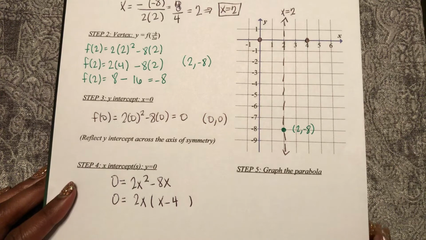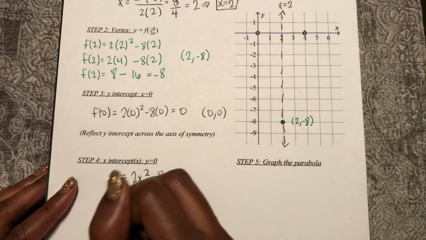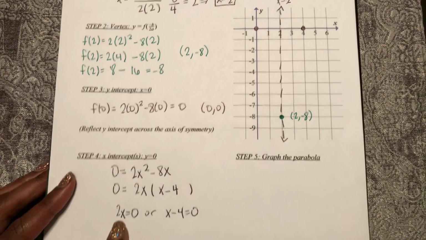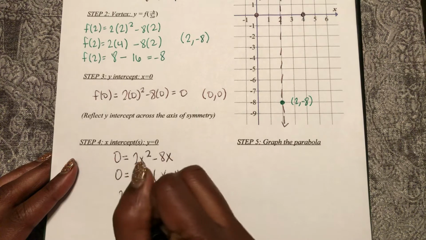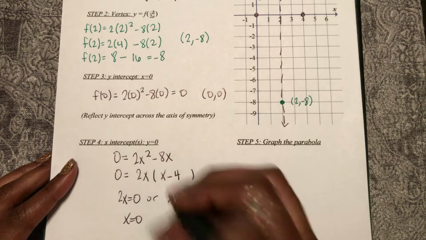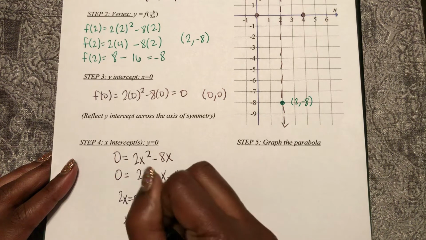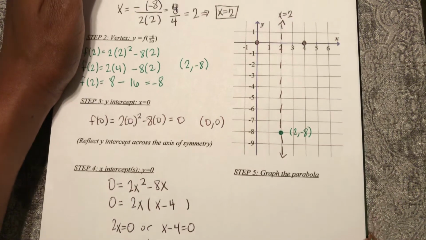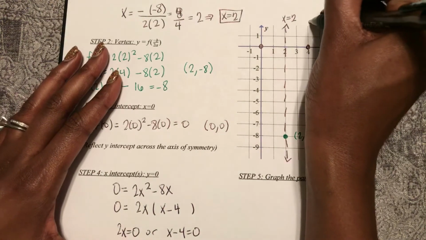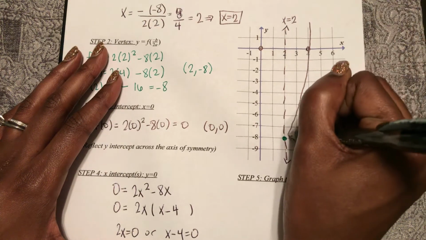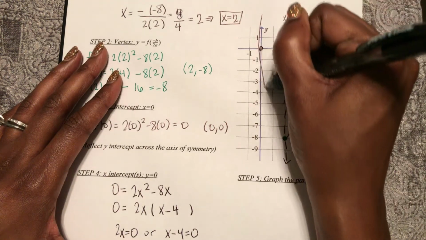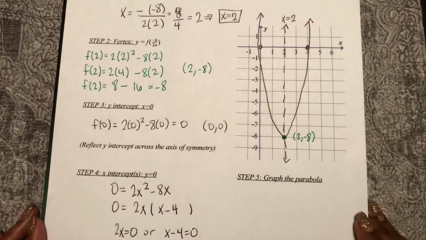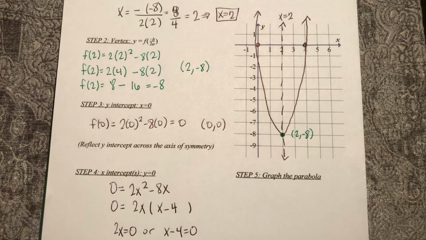So now, zero product property, I set each factor equal to 0. 2x equals 0, or x minus 4 equals 0. Dividing by 2, I get x equals 0, and adding 4, x equals 4. So I confirmed that my x-intercepts are 0 and 4. So now I only have 3 points this time, but I can connect them with my parabola with only 3 points as well. So preferred 5 points, sometimes we can only get 3.